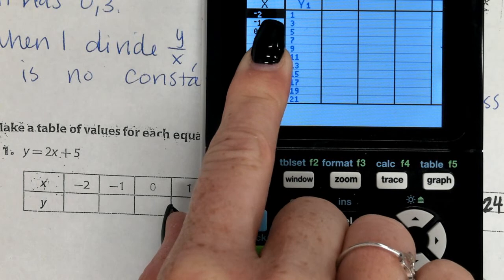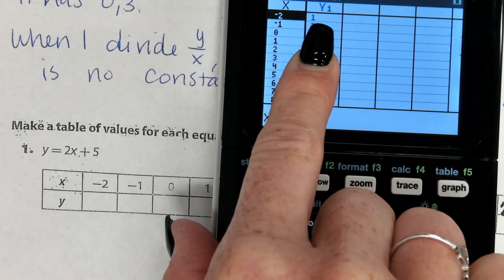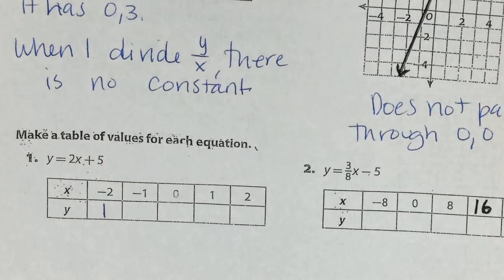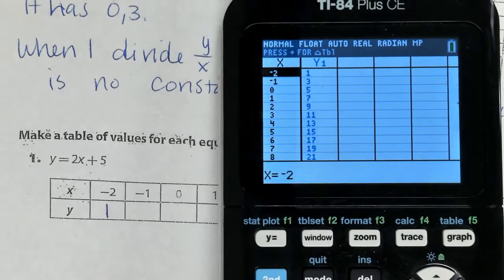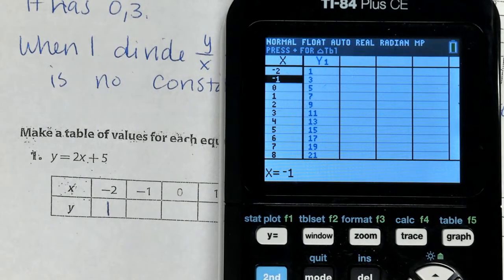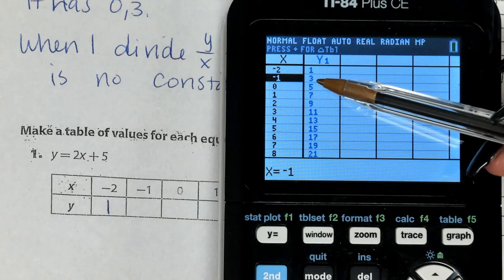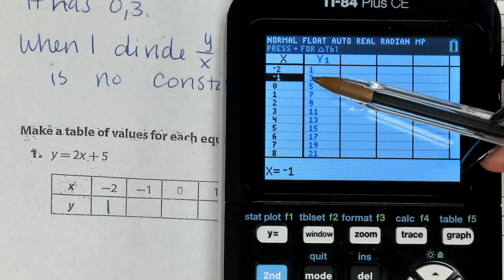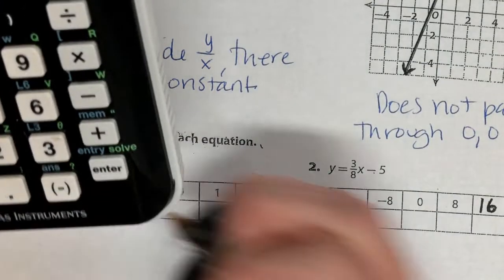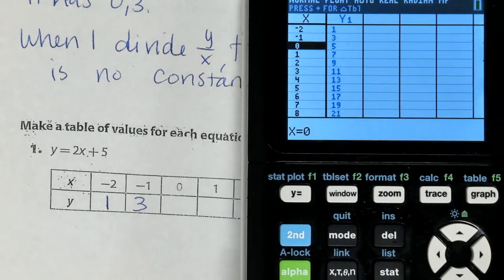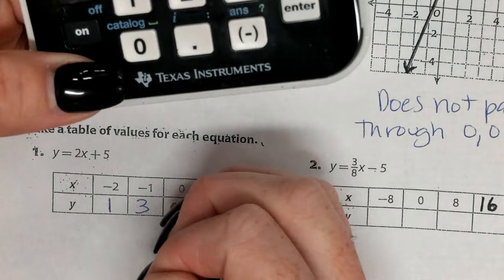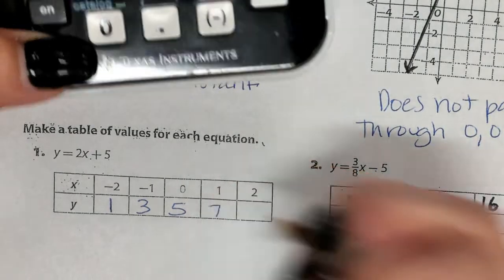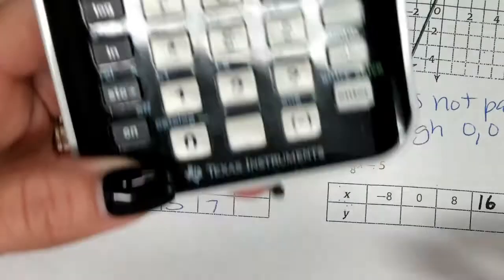Did everybody find it? So you're going to write down the y value, which is 1. Did everybody find where we are? Okay, now write down the y value when x is -1. So what is y? I had one person answer me. When x is -1, what is y? 3. When x is 0, what is y? 5. Write it down. When x is 1, what is y? 7. When x is 2, what is y? 9.